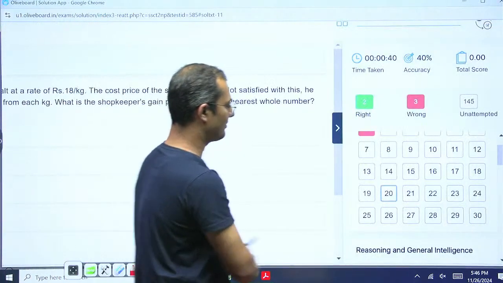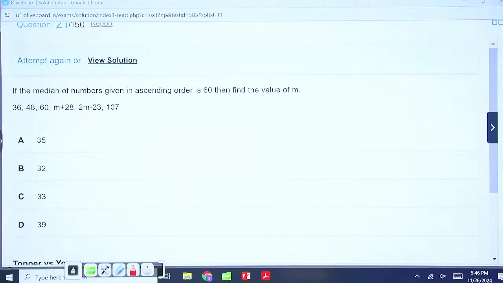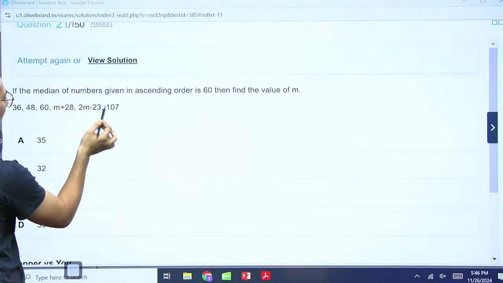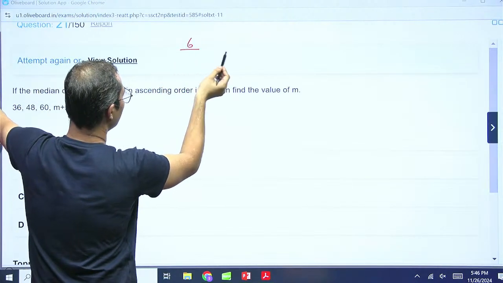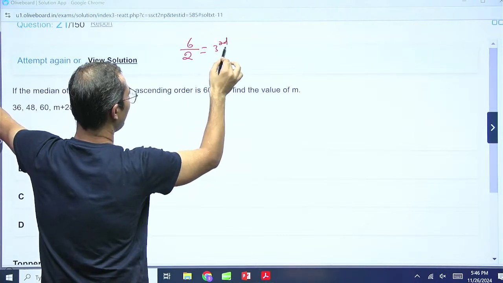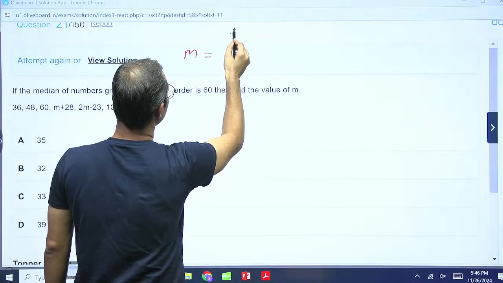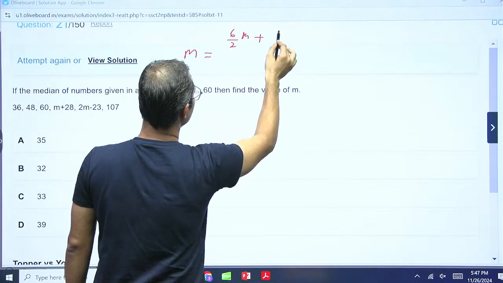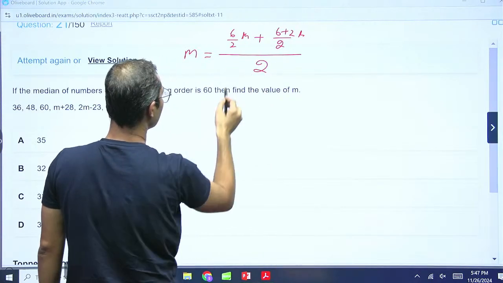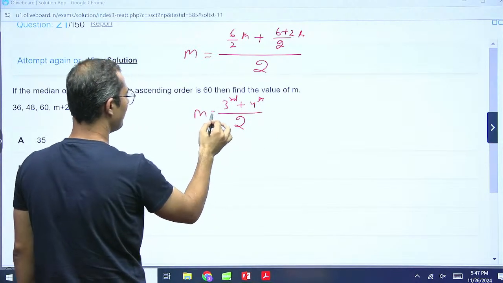So moving to next question. Tell me what is the answer of this question. See, we have to calculate the median. Median is what? Just calculate. We have 6 observations: 1, 2, 3, 4, 5, 6. So 6 divided by 2, right? So we are getting 2 numbers in the middle, right? So the median is given by the third observation plus the fourth observation divided by 2. So this is the value of the median.